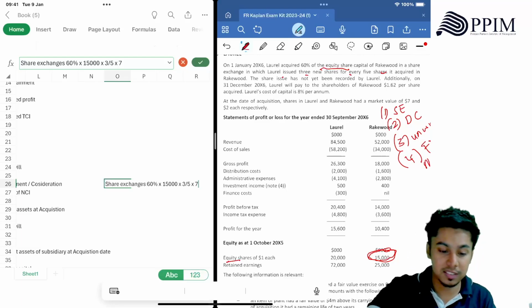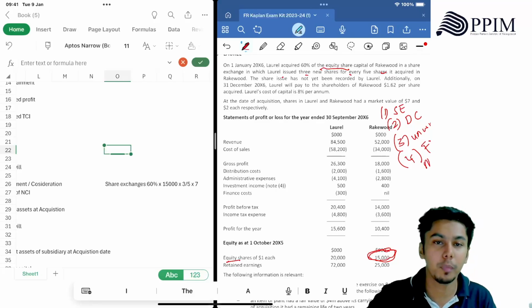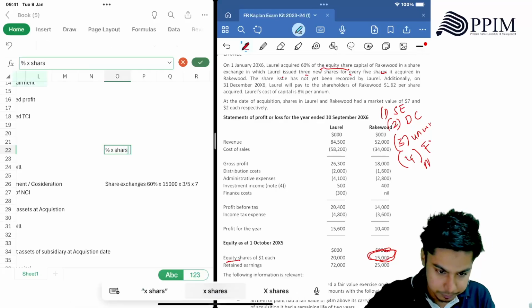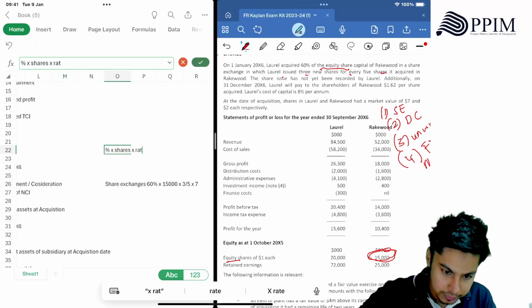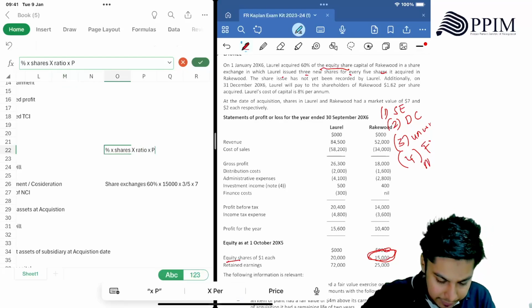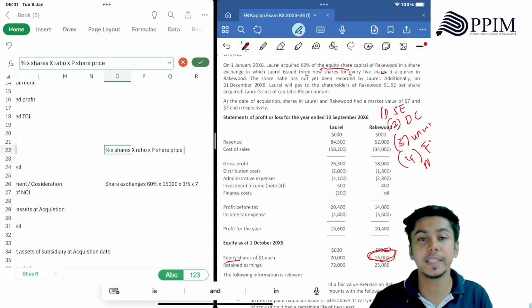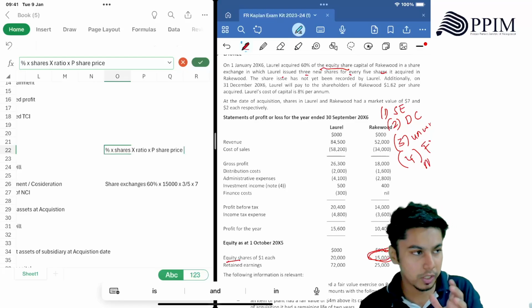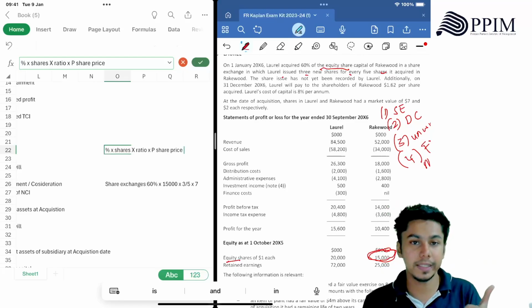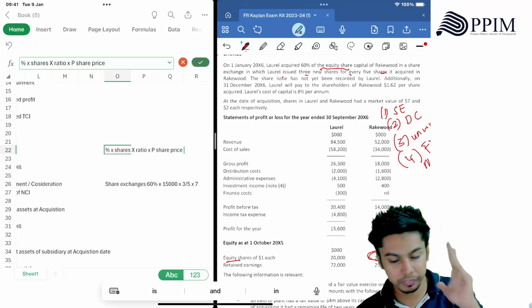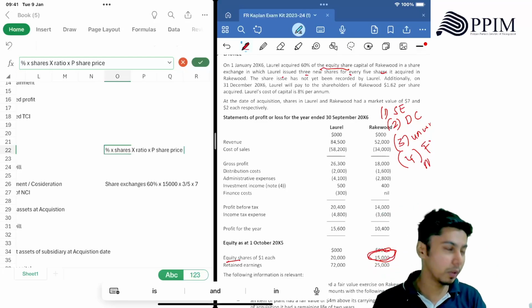be 7. Now guys, listen, in theory class I gave you a formula like this: percentage into shares into ratio into parent's share price. Check your writing book and see. Those who did theory with me, I have given this equation for share exchange. So I am following the same thing. Percentage is 60, number of shares 15,000, ratio is 3 into 5, parent share price is 7.